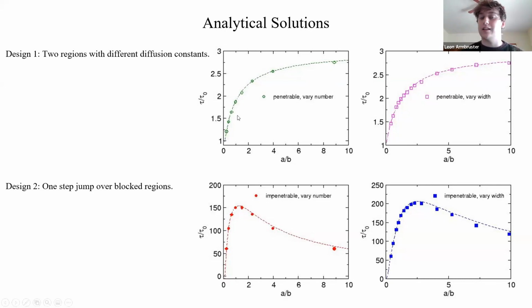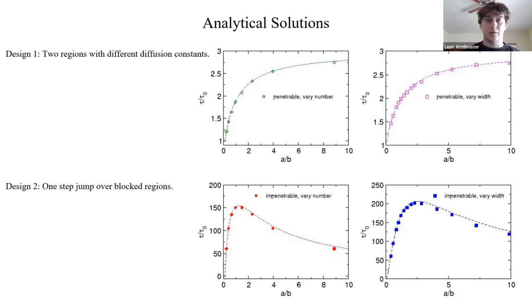And they found exactly the same thing we found. For design 1, they found an increase up until a certain ratio of A over B, and it sort of levels off, for both the varying number and varying width of obstacles. And for the impenetrable area, so the tunnels in this case, they see an increase up until A over B is a certain ratio, and then a slight decrease. And that's again exactly what we found.